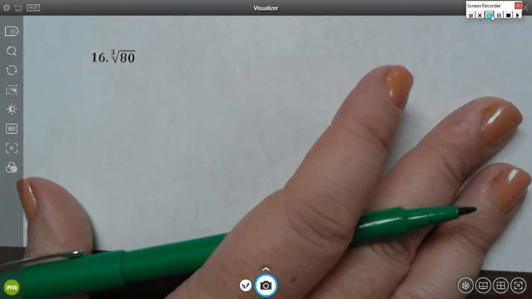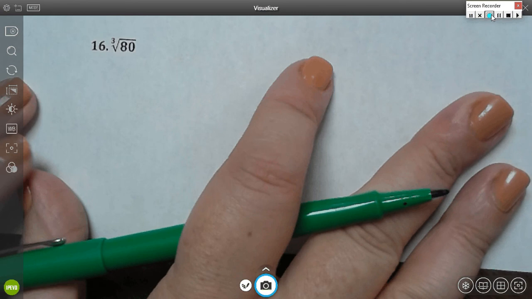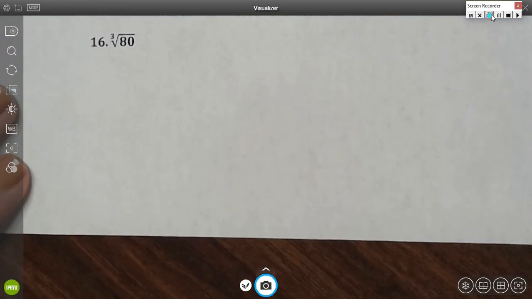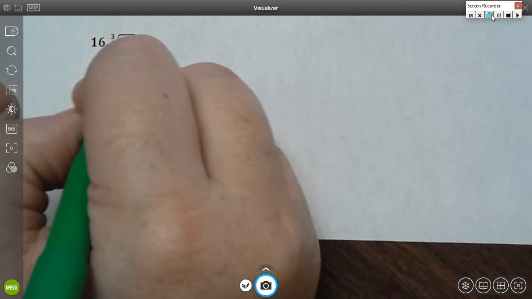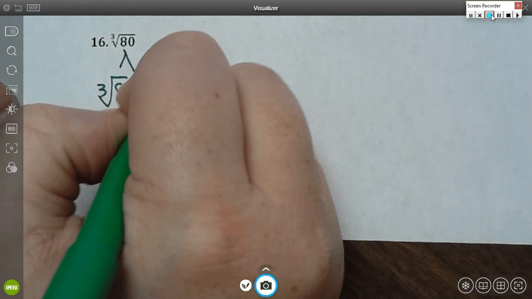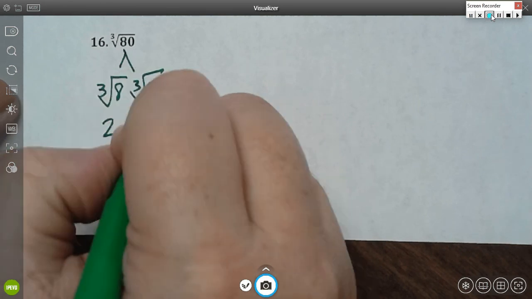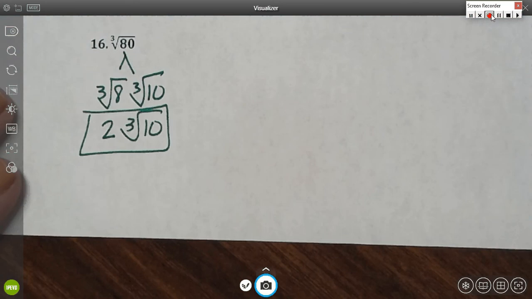All right, number 16, the cube root of 80. So again, I'm looking for a power of 3 that I can take out, in which case that would be 8 and 10. The cube root of 8 is 2. Cube root of 10 stays.